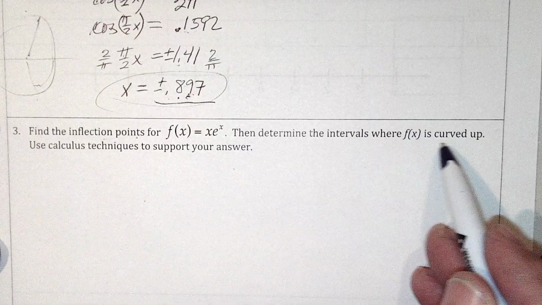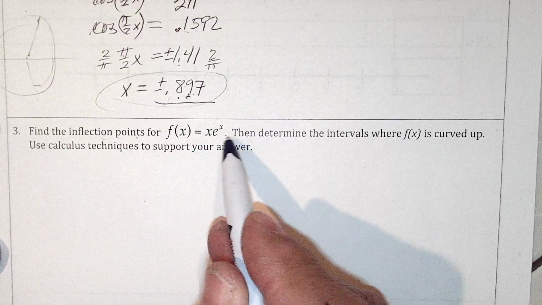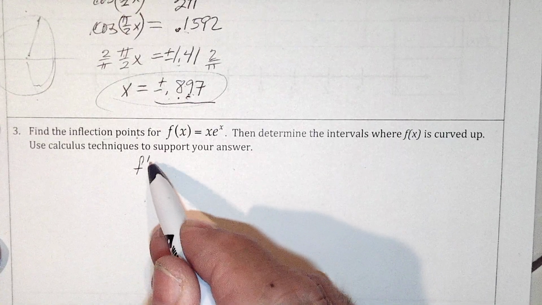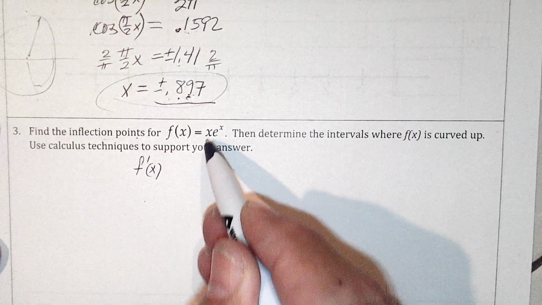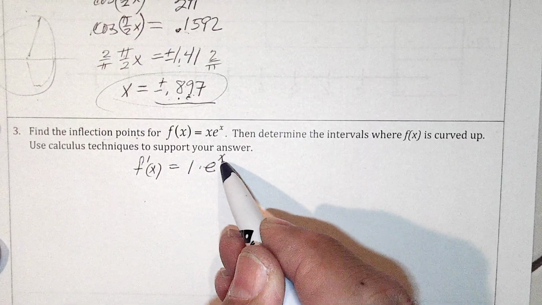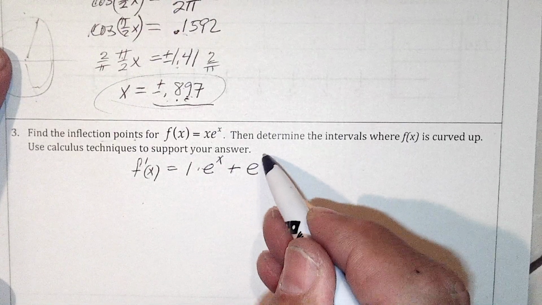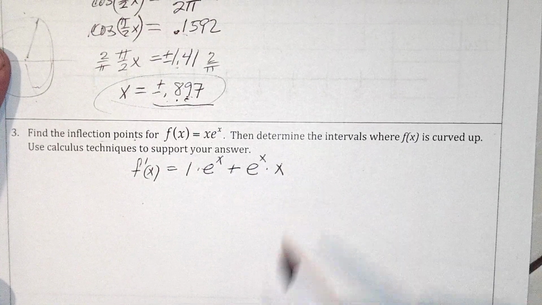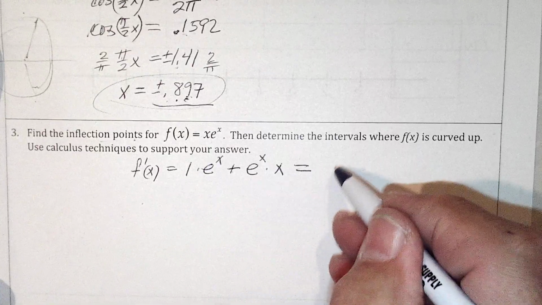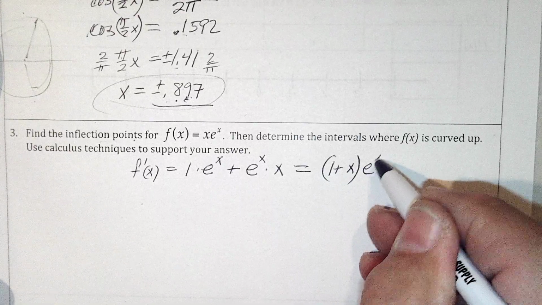Then determine the intervals where it's curved up. And so, first of all, we got to take the derivative. And this is a product. So f prime of x is going to be the derivative of the first times the second plus the derivative of the second times the first, which they both have e to the x, so I get 1 plus x times e to the x.